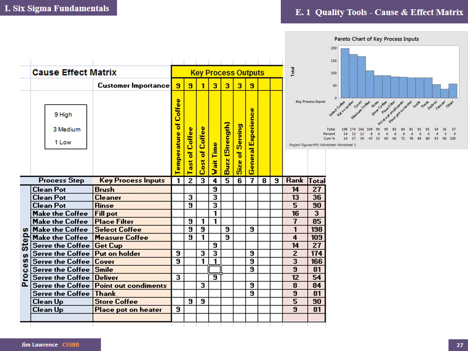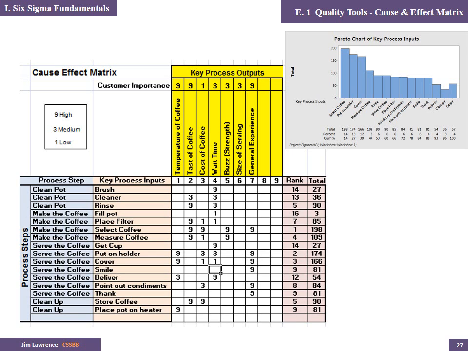We see, for example, under the process step of serving the coffee, putting on a holder was the first input that had an effect on temperature of coffee, and it was a high effect. And cover the coffee has a high effect on temperature of coffee. We go up under the clean the pot process step. The cleaner is rated as having a 3, or a medium effect, on the taste of the coffee, and so forth. A blank cell indicates no perceived relationship.